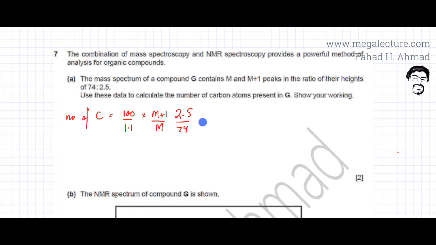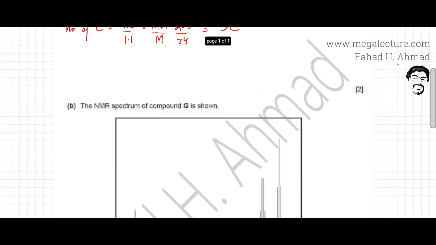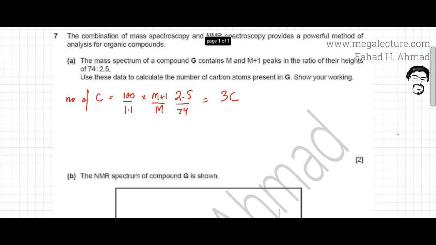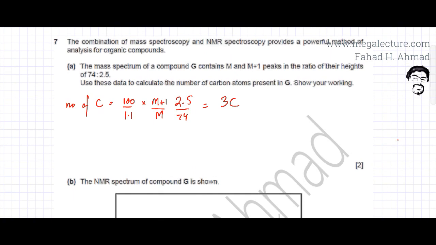74. So if you calculate this, and if I multiply 100 over 1.1 into 2.5 divided by 74, the answer that I'm going to get on my calculator is coming out to be 3 carbon atoms. So my molecule has 3 carbon atoms. And let's move to the next part, which is the NMR spectrum. So that's the first information that's given. I don't think there's any other information that could be extracted from the information provided. We just know that there are 3 carbon atoms.